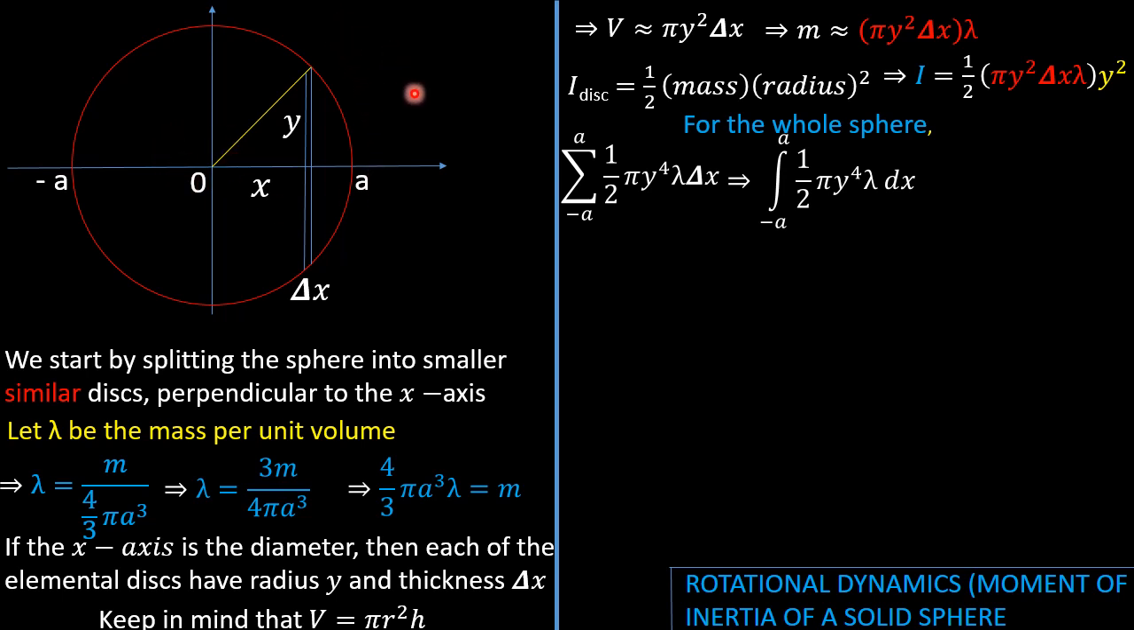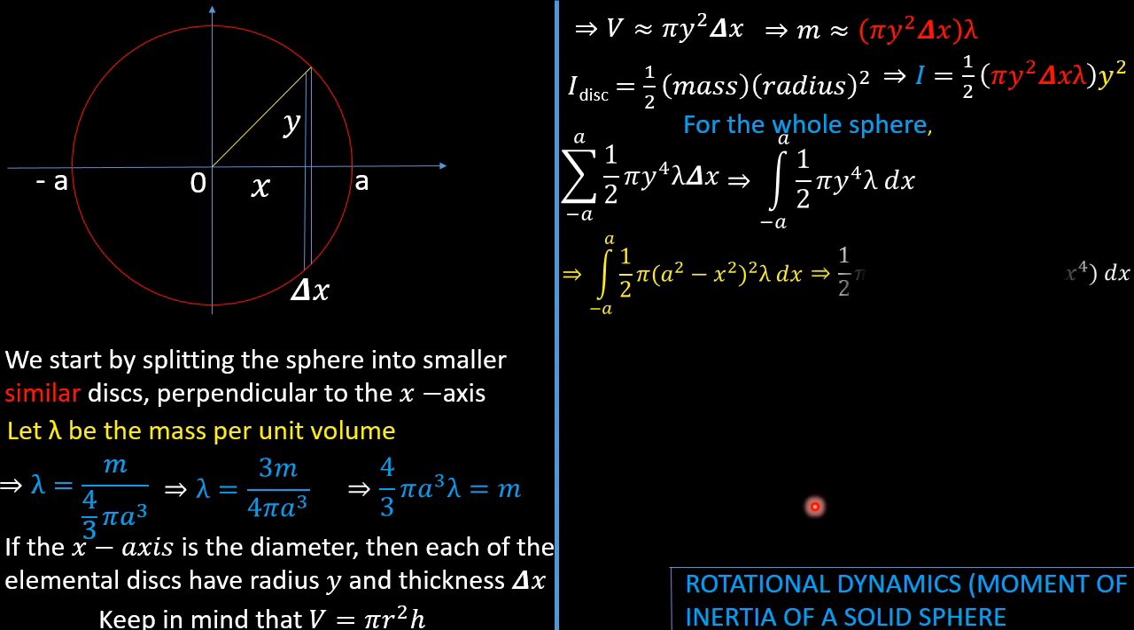And the equation of that circle, guys, is simply going to be y squared plus x squared equal to a squared. So if we make y the subject, we are going to have the integral going from negative a to a of 1/2 pi. Our y squared is simply going to be a squared minus x squared. Keep in mind that the equation of our circle is x squared plus y squared equal to a squared. So making y squared the subject, we have a squared minus x squared, all that still squared, times lambda, then dx.